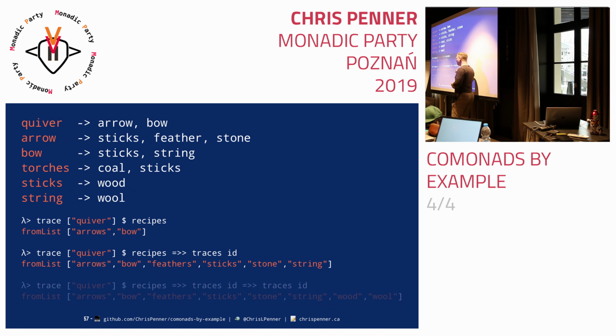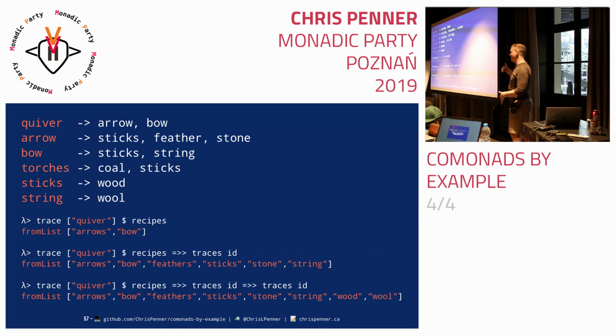But you'll notice wood is strangely missing. And that's because wood is actually 3 steps down the tree. So each time we call traces, it traces our graph 1 step further. So if we run it again, we can say, oh, follow that graph 1 step further. Now we can see we have basically everything except for coal because we don't have a torch. But we've added wood, we've added wool. It's all there. Kind of cool, a little bit weird, a little bit funky.